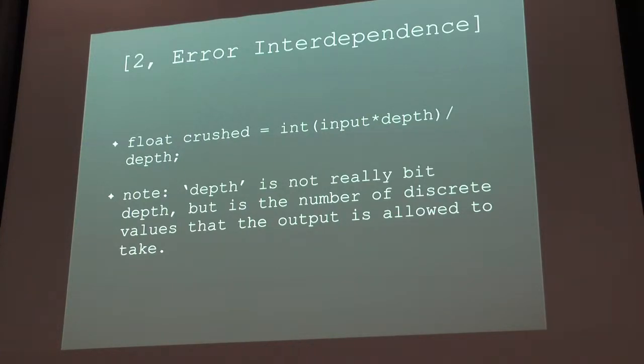So this is this very simple bit crushing function. You have a fractional value, you amplify it by some large amount, and then you make it only integers, and then you divide it by that large amount so that you still have the same range at the end. And depth in this function is not actually bit depth, technically. It's just the discrete number of data values that it's allowed to take.